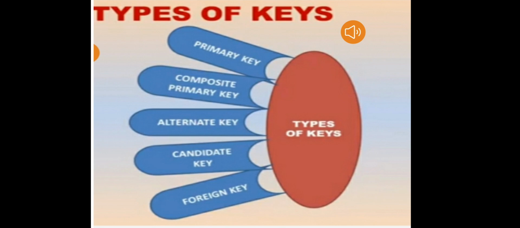On the last one we were on unit 3 and we have finished the topic. We will be learning the types of keys. So how many types of keys are there? They are mentioned over here. First is the primary key, then composite primary key, then alternate key, then candidate key, and then the foreign key. We will be studying it one by one.